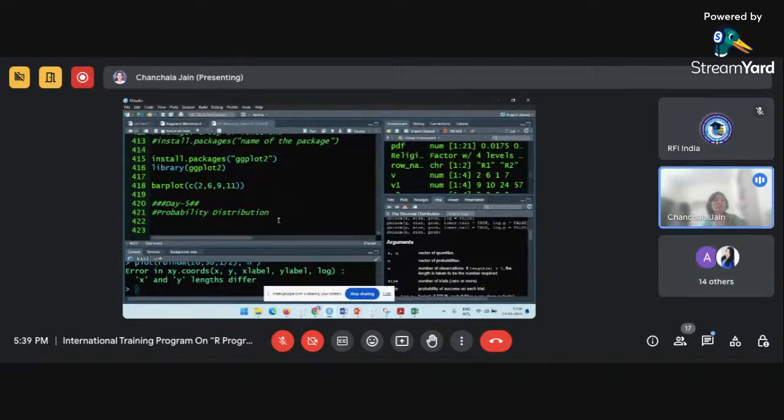So today I am going to discuss probability distribution. As we know, probability means the chance of occurrence of any particular event. Now when I talk about probability distribution, it means the distribution of the probabilities of the outcomes of any particular event. So distribution of probability of the outcome of any event is known as the probability distribution.